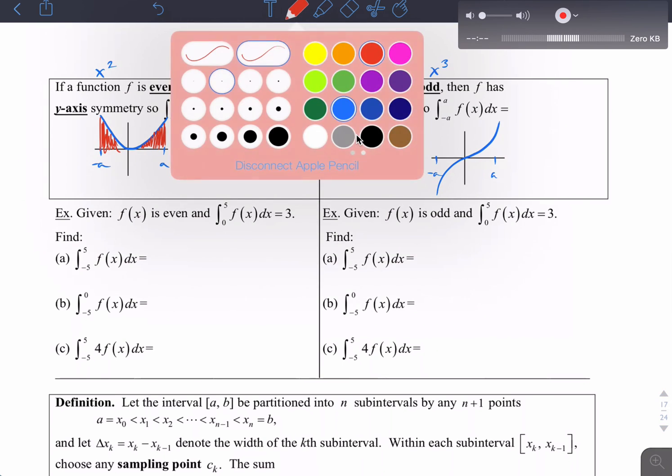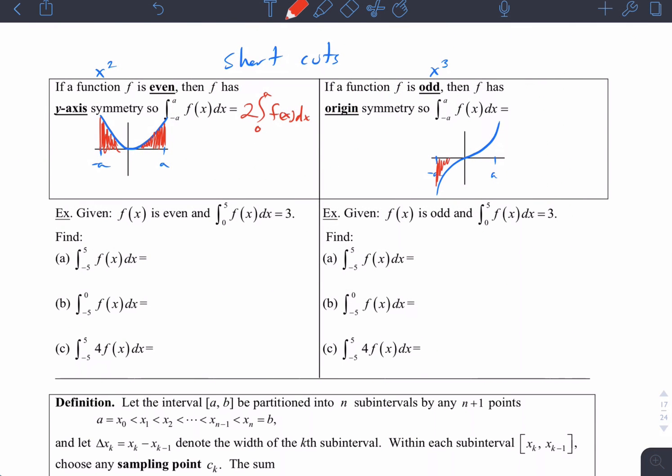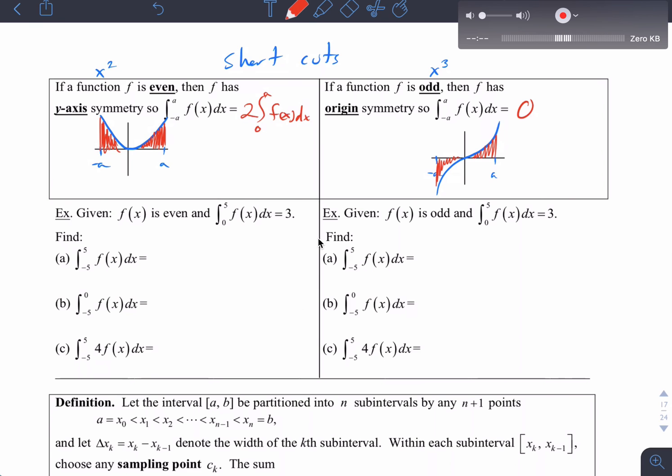And now if we generate those areas again, you can take a guess at what the area is going to be if you combine these two. This is a negative area and its positive counterpart. So the integral from negative a to a of an odd function will be 0 because they cancel each other out. So here we have some properties and rules that we can put into practice.